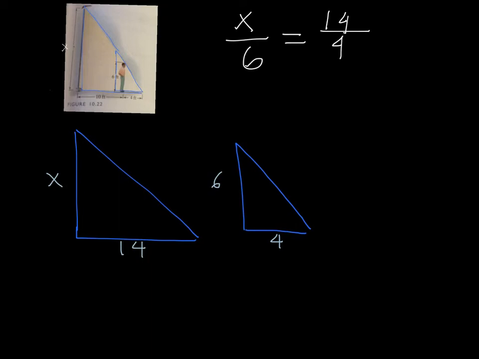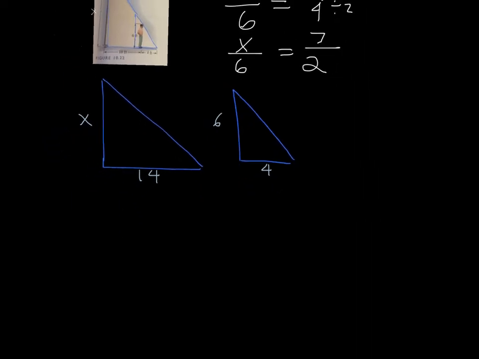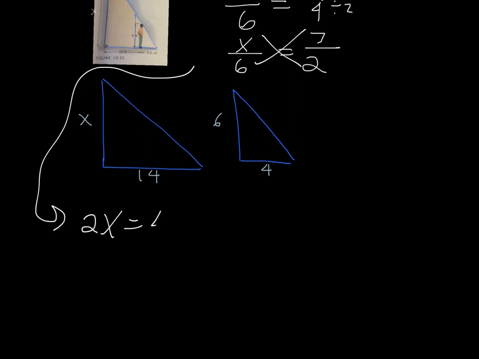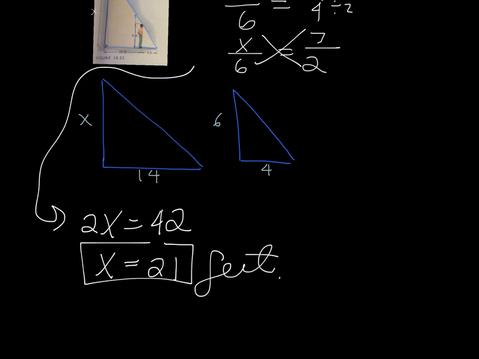And we can cross multiply, which we will actually. But I want to reduce first. We can divide this by 2 to make it a little bit easier. The book doesn't, but if you can reduce, why not? Okay, so I'm continuing here. If we cross multiply, we get 2x equals 42, and half of 42 is 21. So the lamppost is 21 feet.